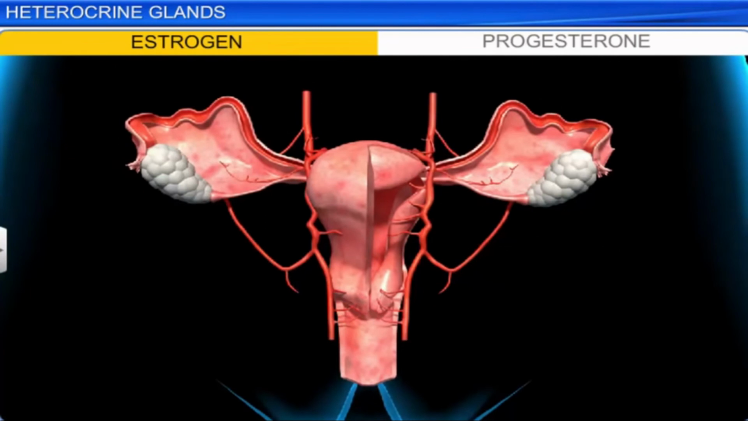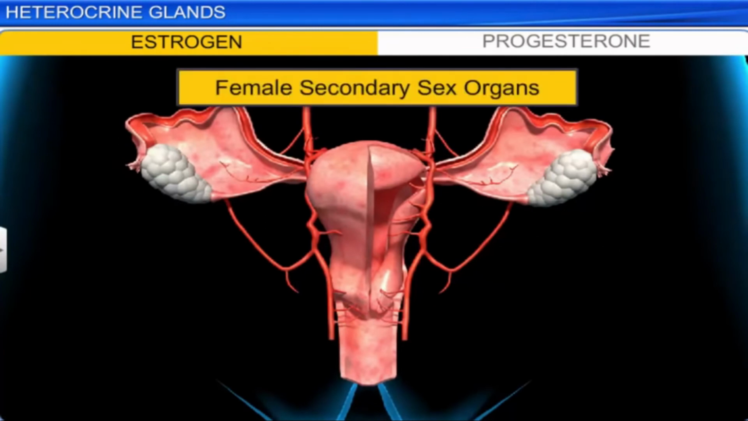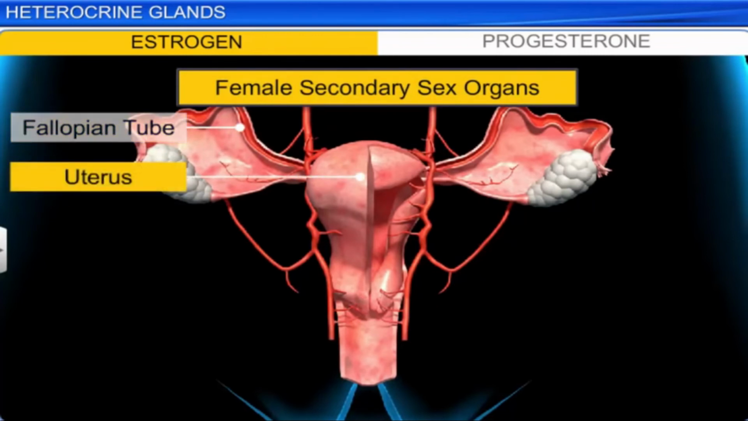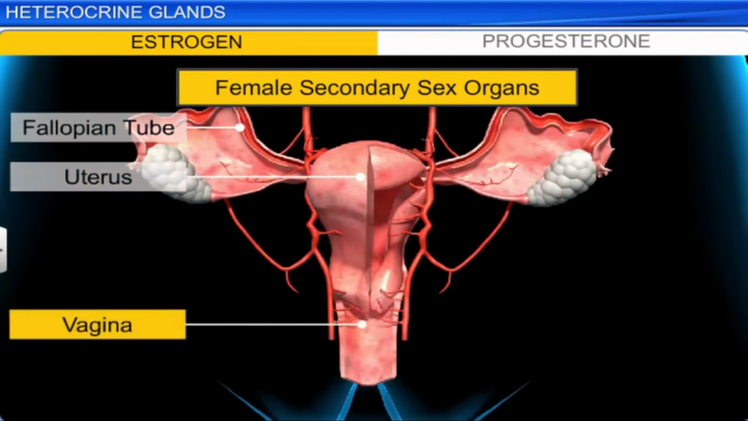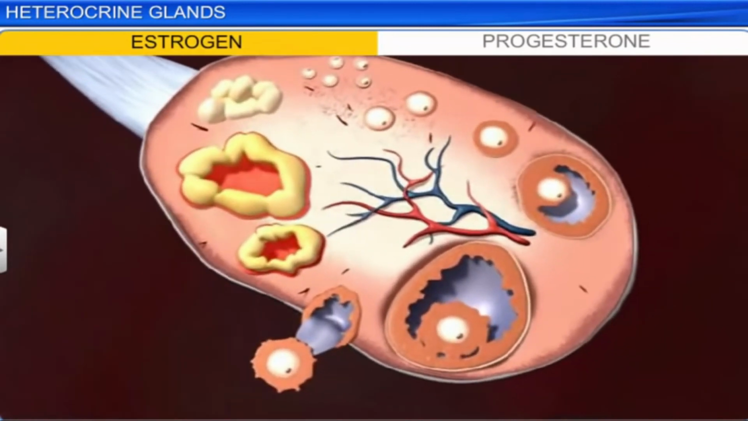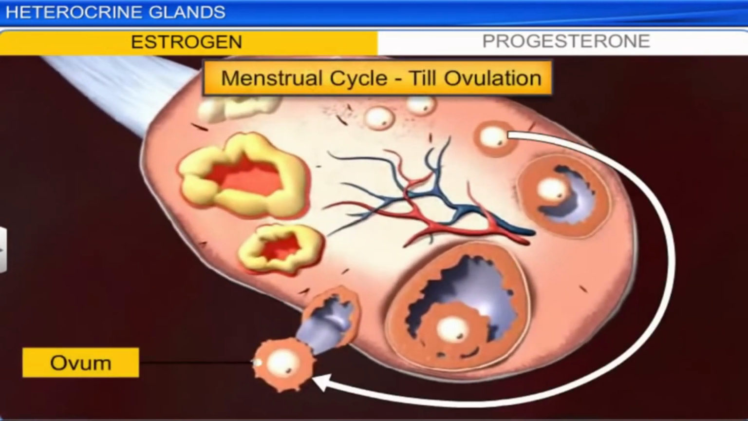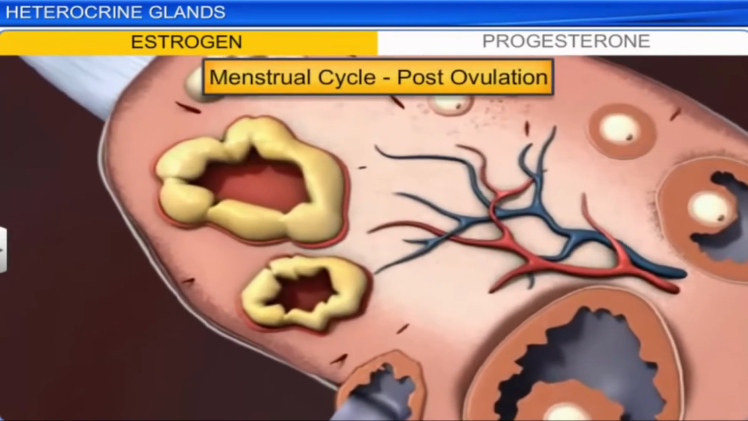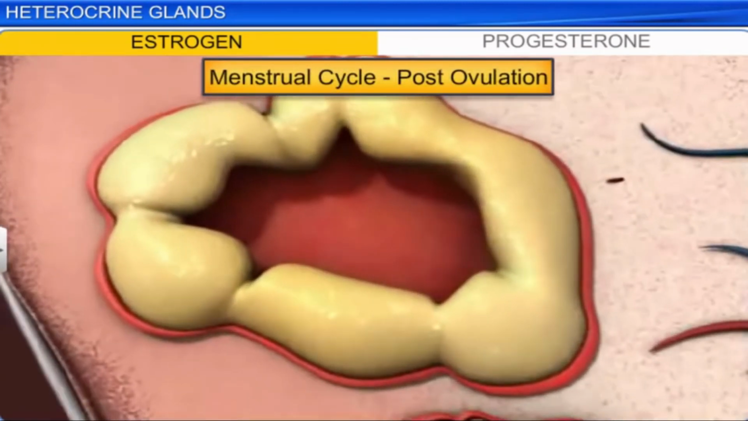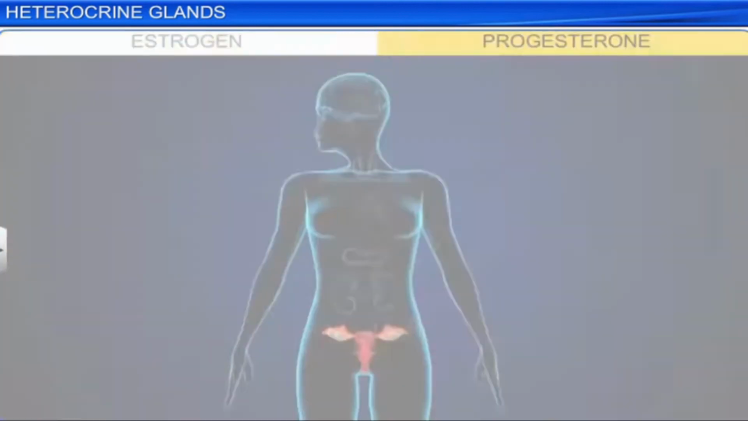For example, it stimulates the growth and functioning of the female secondary sex organs such as the fallopian tubes, uterus, vagina, etc. Each ovary also produces one ovum during each menstrual cycle. After ovulation, the ruptured follicle converts into a yellow-colored structure called the corpus luteum, which secretes the hormone progesterone.